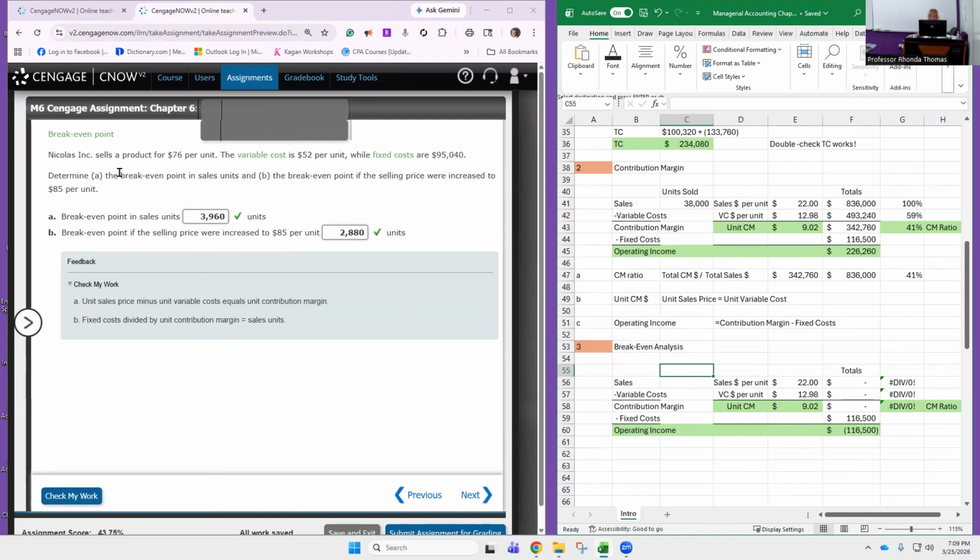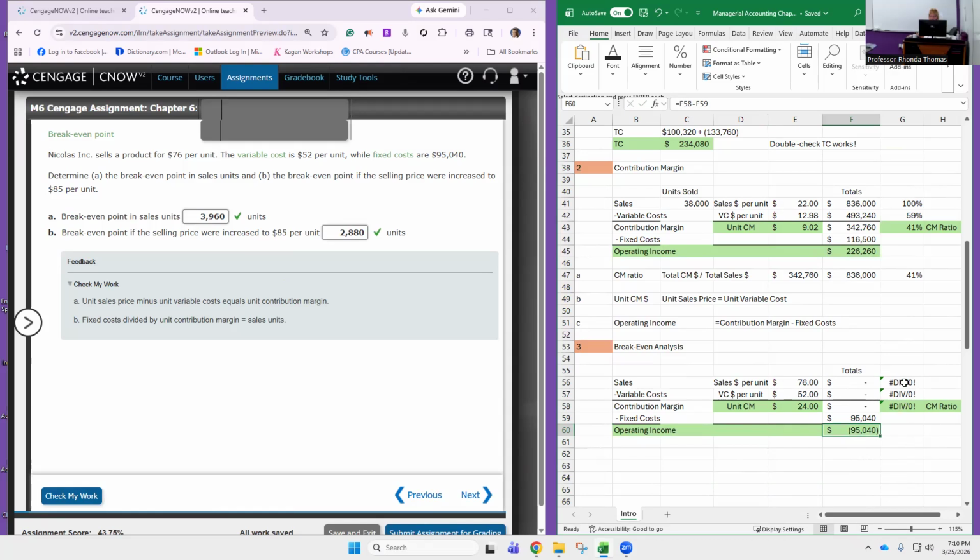Let's find out what they're telling us. They sell a product for $76. Okay, the variable cost is 52. All right, and fixed costs are 95,040. Okay, so here we sit.